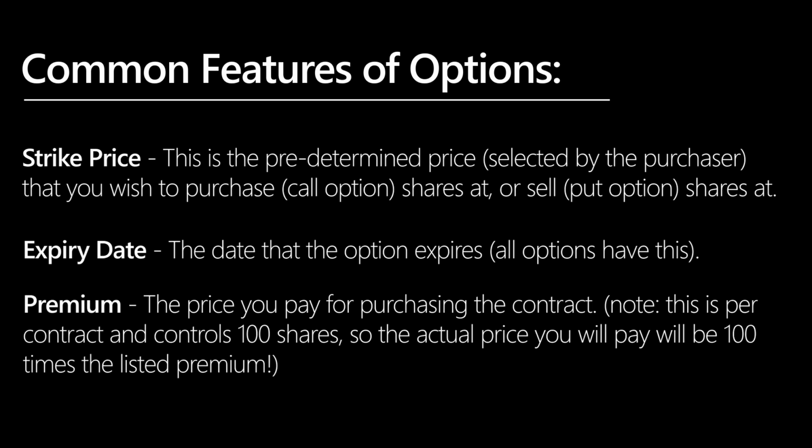The last feature we're going to talk about is the premium, and this is the price you pay to actually purchase the option contract, and we'll go into more detail about how they arrive at that premium a little bit later in the video. It's very important to note that the premium is based on 100 shares of that stock. So if you're looking at the premium price, you need to multiply that by 100 to arrive at the price you're actually going to pay for one option. For example, if you're looking at a premium that's $5, you'll have to multiply it by 100 to get $500. That is what you're actually going to pay for that contract.